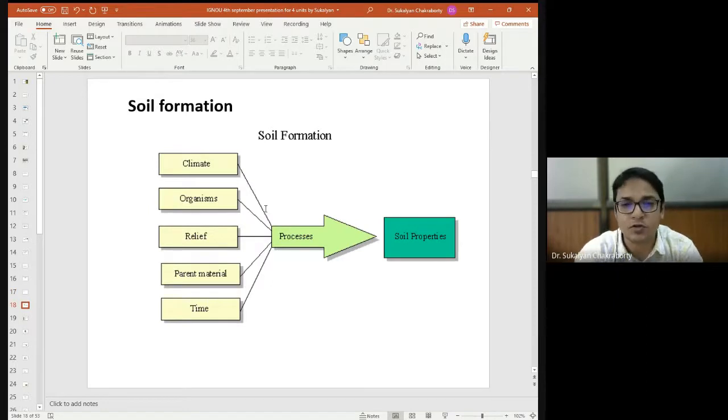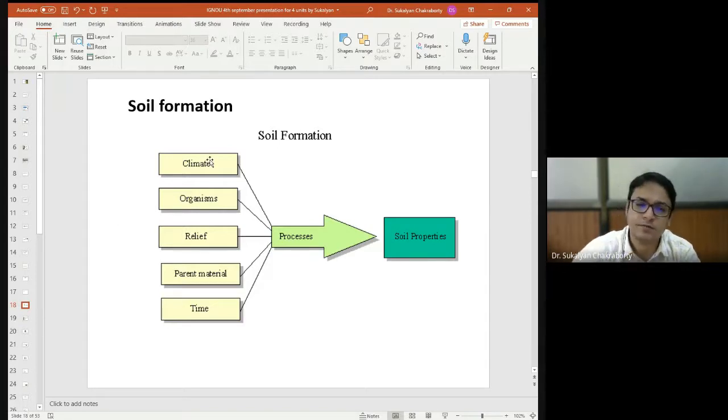I'll go to the next slide. This is the process of soil formation. It's called pedogenesis. First, it is dependent on the rock material from which the soil is formed. And several other factors are also there, which determine what type of soil would be formed and what is the type of process which will exist in a particular land. So these are the factors.